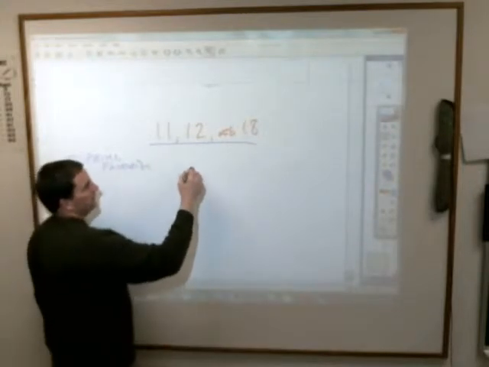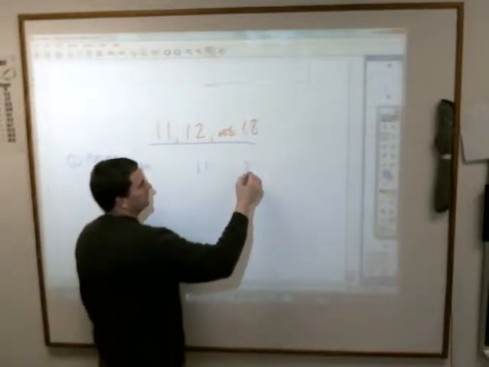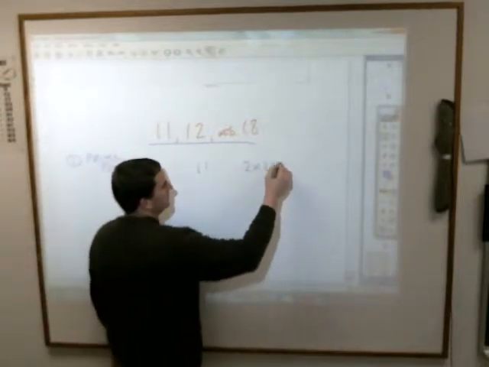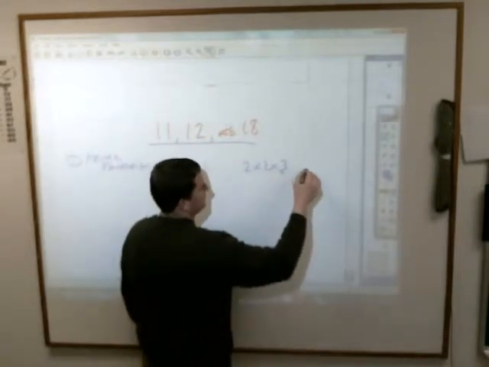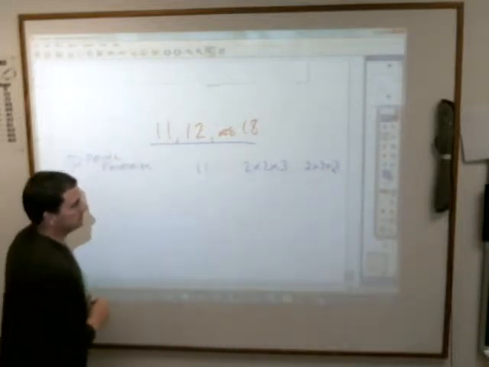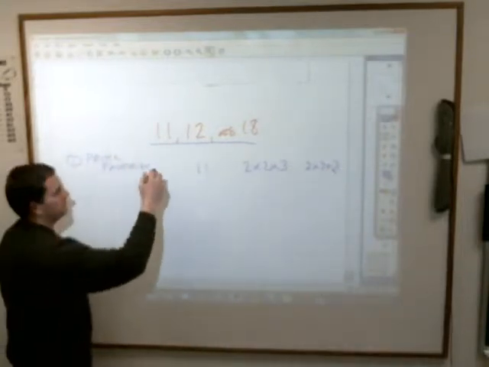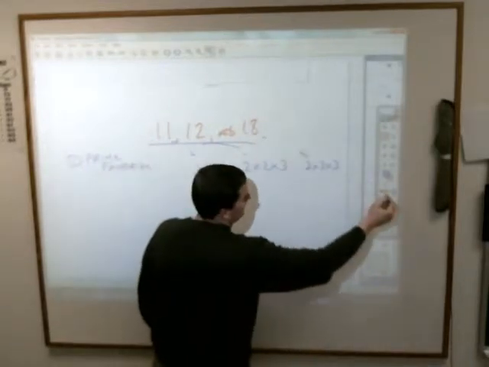Prime factors of 11 are just 11. It's already prime. 12 is 4 times 3, so it's 2 times 2 times 3. And 18 is 6 times 3, which is 2 times 3 times 3. Okay, that's the prime factorization of 11, of 12, and of 18.